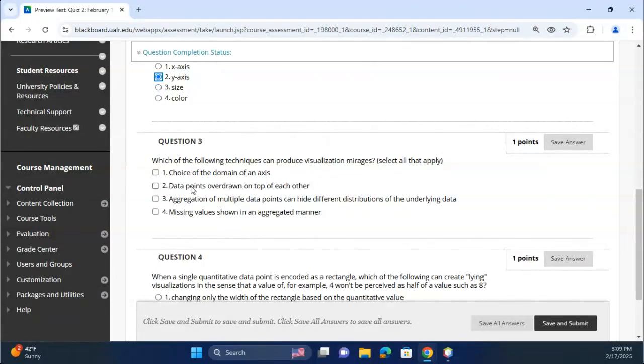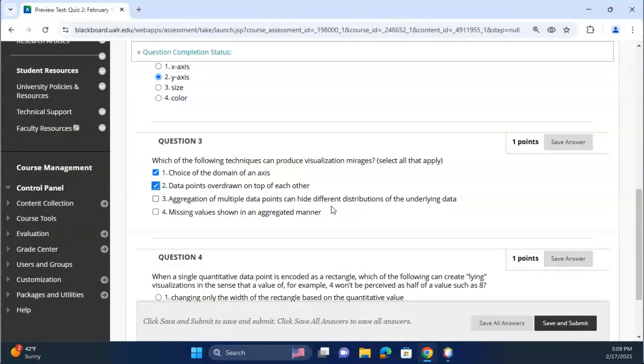On the visualization mirages, the choice of domain for an axis, like the one with smokers and non-smokers, can produce something like that. Basically, it's all of them. Data points can be overdrawn on top of each other. I can have a lot of blue points that cover a lot of green points, and the visualization looks like there's a lot of blue there, but you just don't see the green because it's underneath. The algorithm needs to decide which one it draws first and then redraws, often in a loop of drawing.